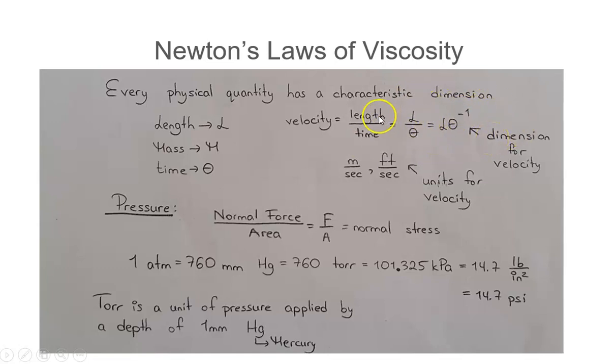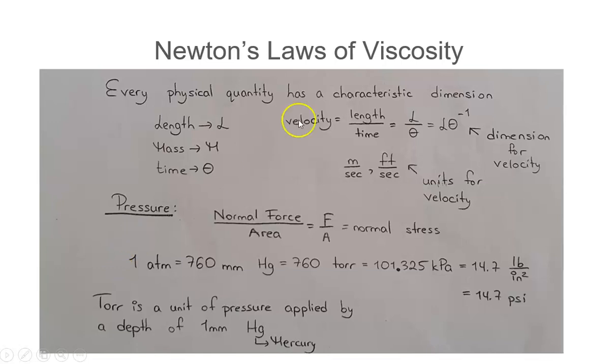We do know that length is measured in meters and time is usually measured in seconds. Hence, we can say the unit of velocity is going to be meters per second. In the case where the length is measured in feet, we can say we have feet per second. So these can be converted to several units depending on what you're working on and the framework of operation.